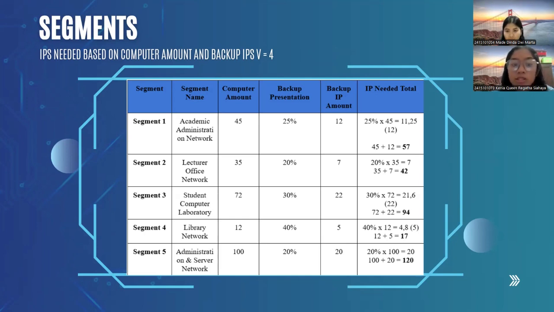The same goes for segment 2 to segment 5. In segment 2 we have the Lecturer Office Network, which has a computer amount of 35 with a backup percentage of 20%.